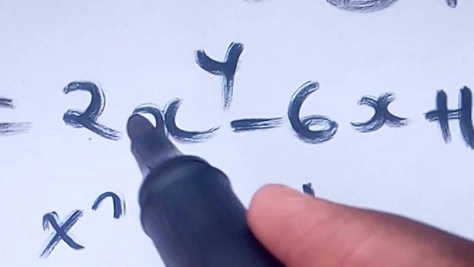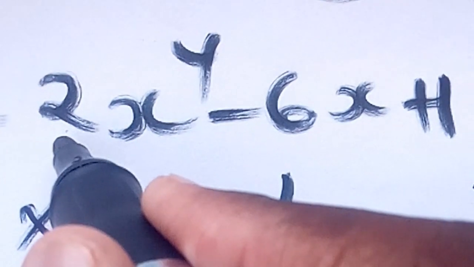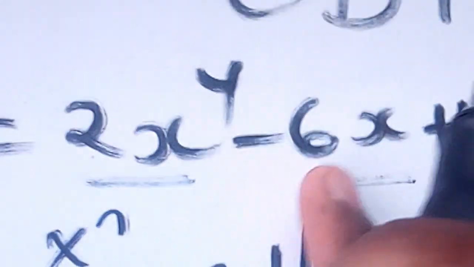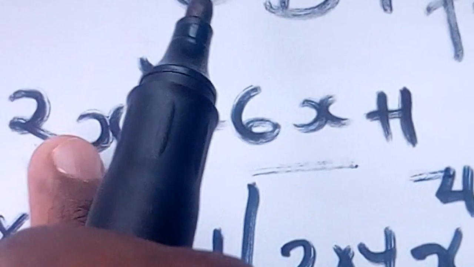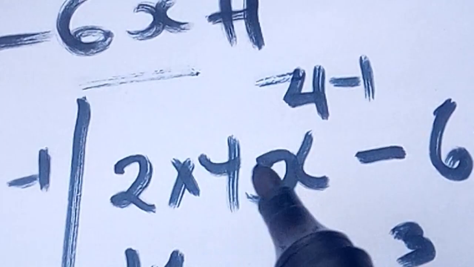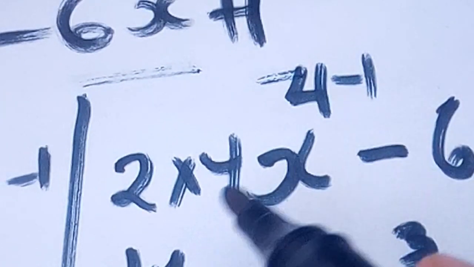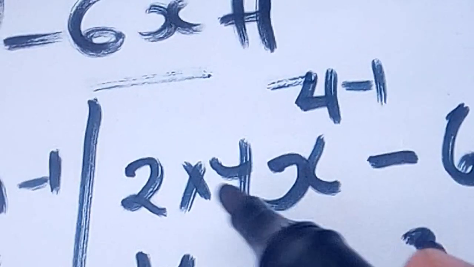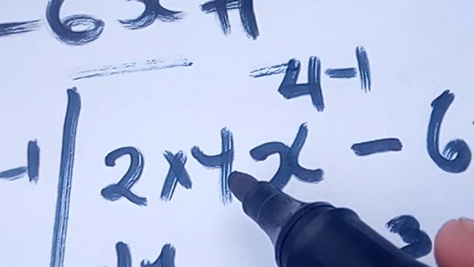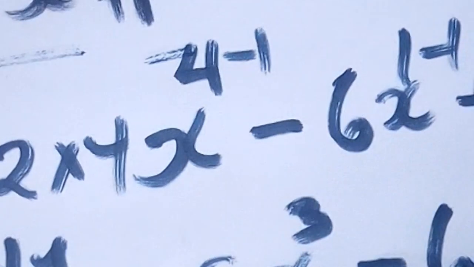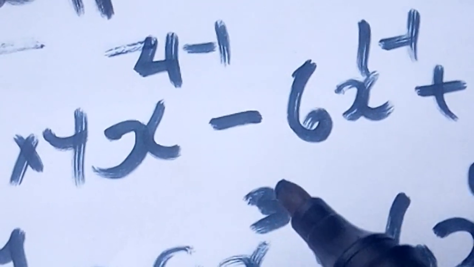In this example, we have three parts, and we are going to differentiate each part separately. If we start with 2x power 4, then this becomes 2 times 4x power 4 minus 1. You see, our n in this case is 4, so that will be 2 times 4, that becomes 8, and the power of x reduces by 1, so that will be now 8x cubed.